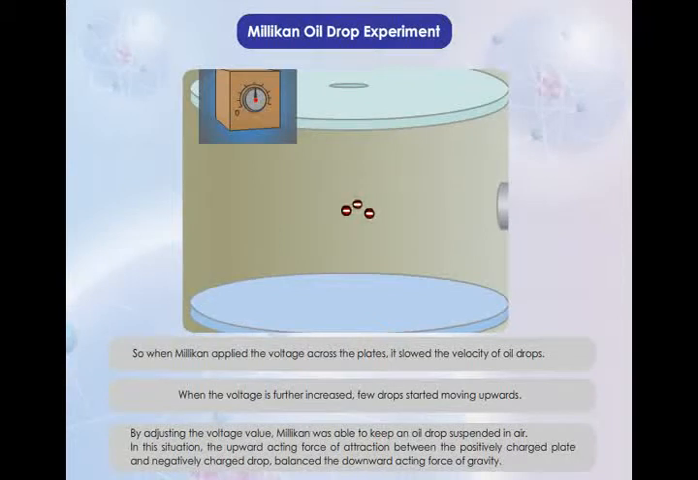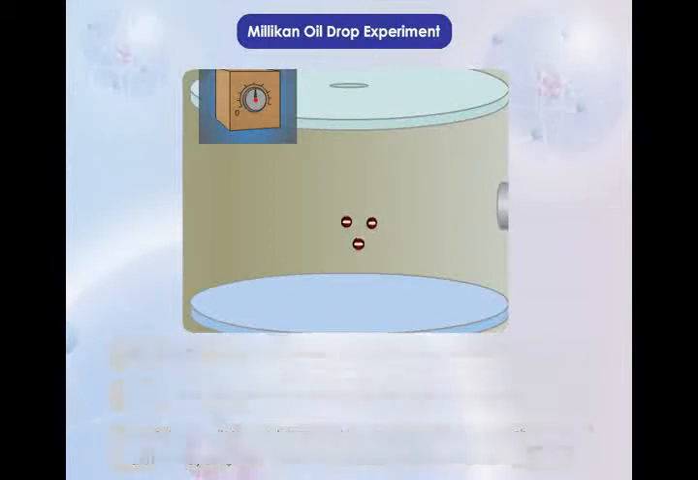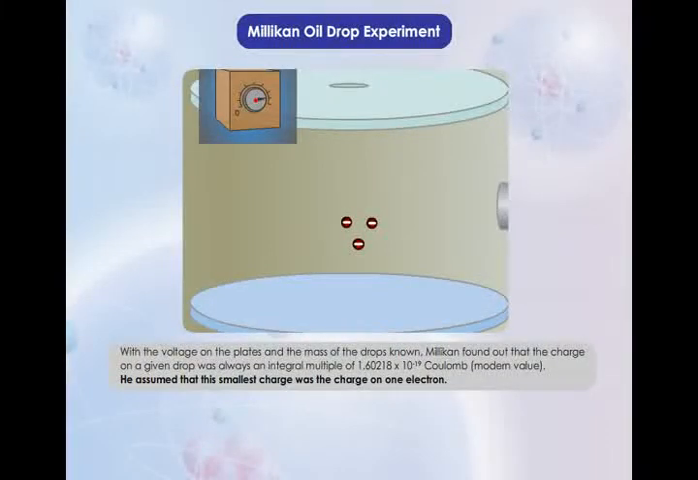In this situation, the upward acting force of attraction between the positively charged plate and negatively charged drop balanced the downward acting force of gravity. With the voltage on plates and the mass of drops known, Millikan found out that the charge on a given drop was always an integral multiple of 1.60218 × 10^-19 coulomb. He assumed that the smallest charge was the charge on one electron.